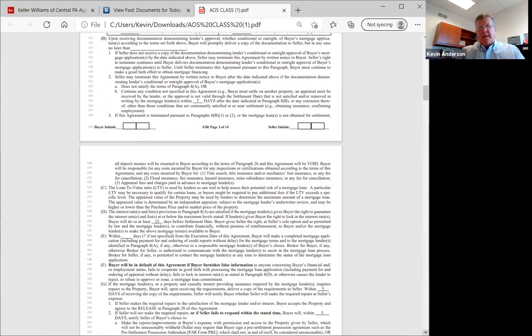And then it goes on to say that if the agreement's terminated because the buyer in essence can't get their loan, no fault of their own, all deposit monies will be returned to the buyer and this agreement will be void. Now it goes on to say, hey, Mr. Buyer, contractually, you're responsible for all those costs you had up to this point. Sorry, but you're going to get your deposit back. Talks about loan to value.